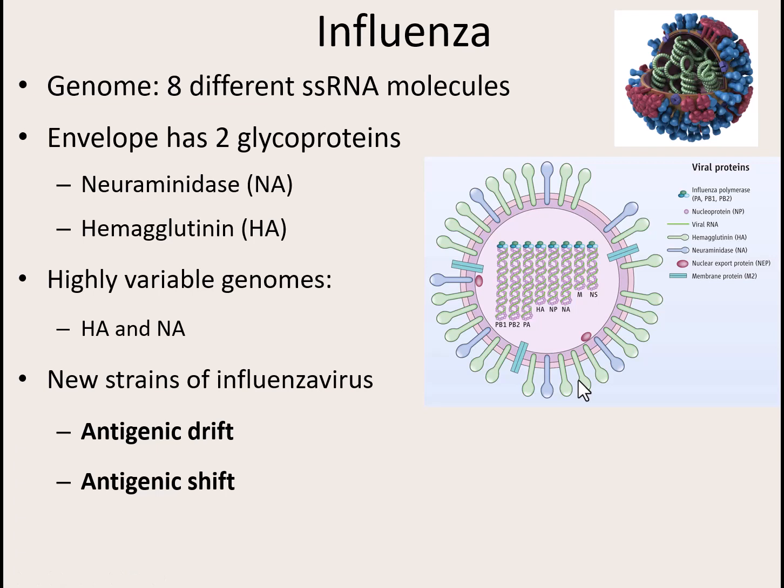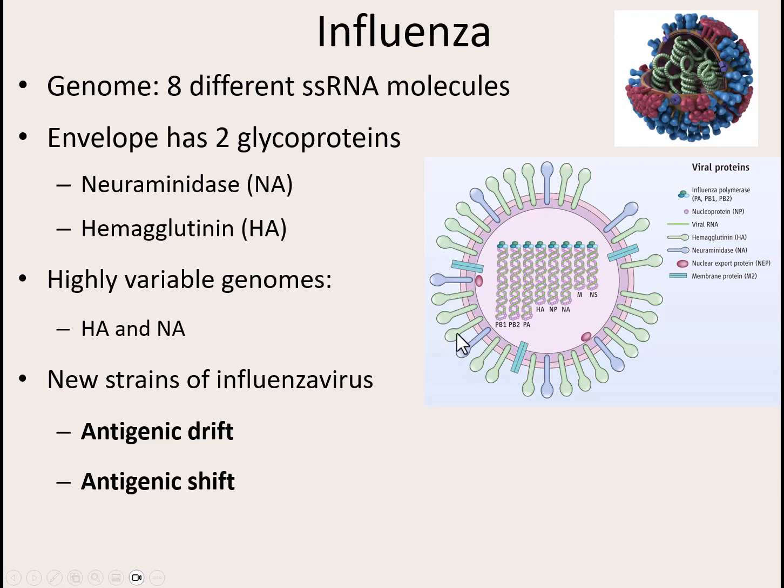And those glycoproteins, the neuraminidase and the hemagglutinin, I generally just call them NAs and HAs, are these blue and green structures, these little glycoproteins on the outside. Now, the RNA, because it is 8 little sections, has a lot of variety to it. And this particular virus is constantly mutating and constantly changing. Anytime that the genetic material changes just a little bit, the NAs and HAs change as well.